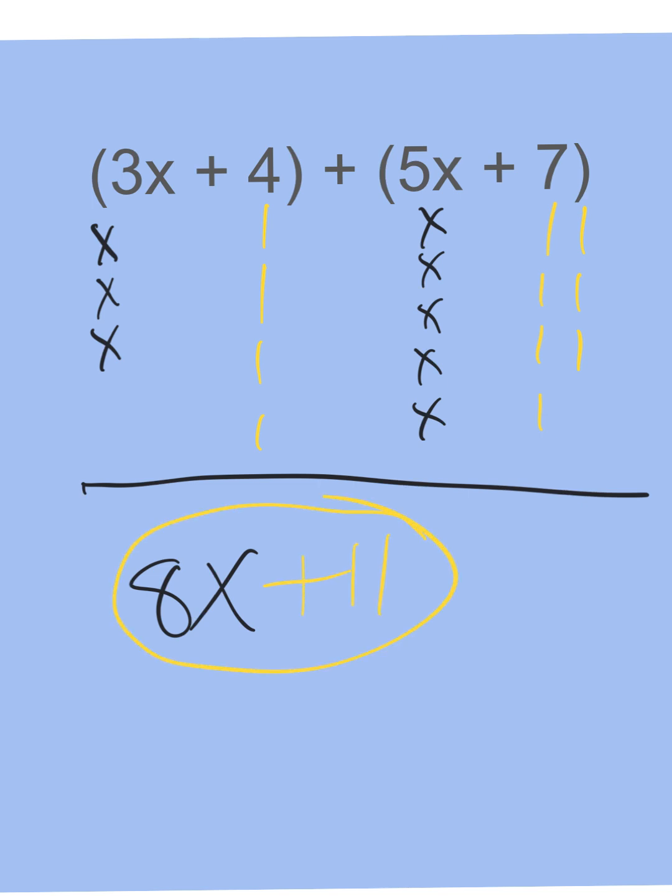Now, another way you could do it, remember, I said that when we're adding polynomials, we can ignore the parentheses and pretend they're not even there. So I'll just get rid of these. Just pretend like we're combining like terms. What we could do is take a highlighter and say, okay, here are my x terms, and here are my constants.